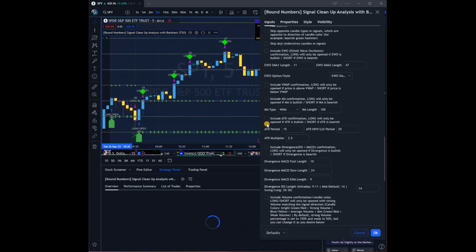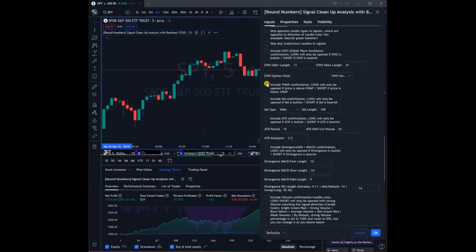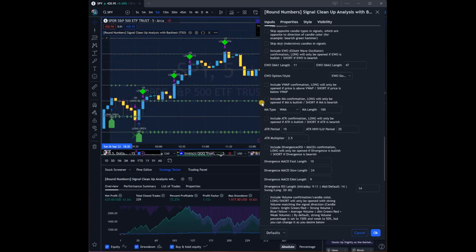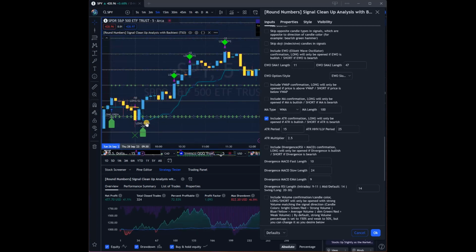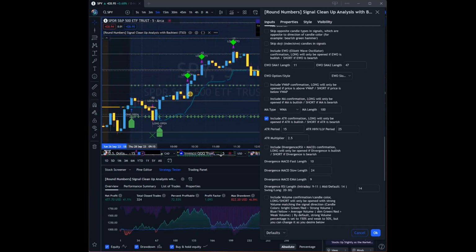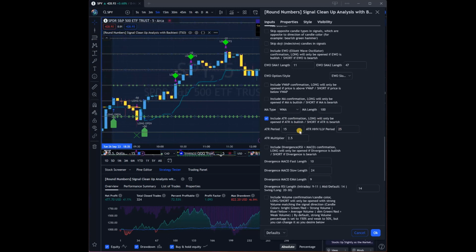Below are simply additional tools: VWAP, MA, and MA ATR. It's gonna actually show that on the chart, so you can see how it works. If it's above ATR, it's gonna open. If it's below, it's not gonna open. So same way you can configure it as you wish.